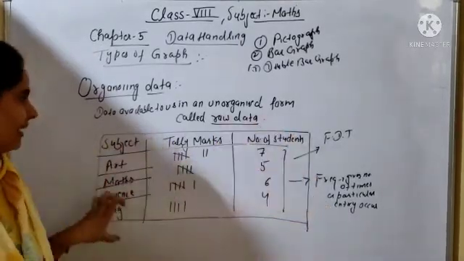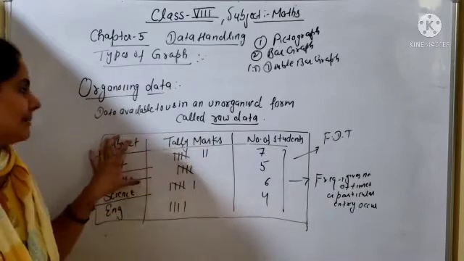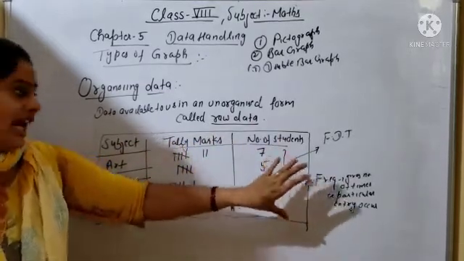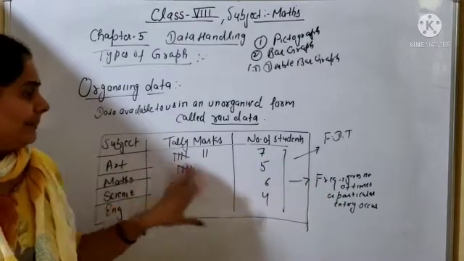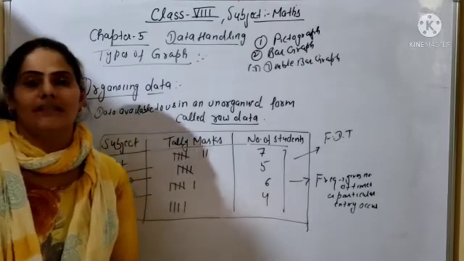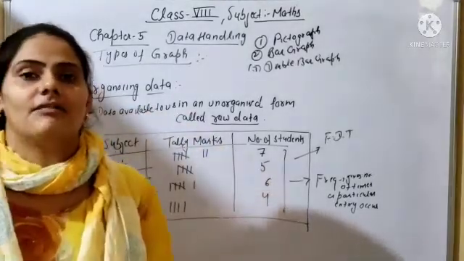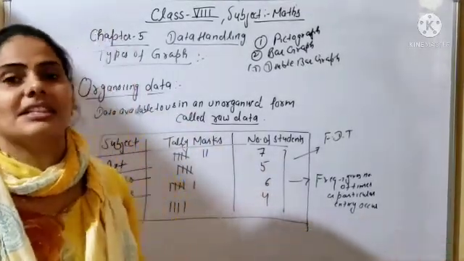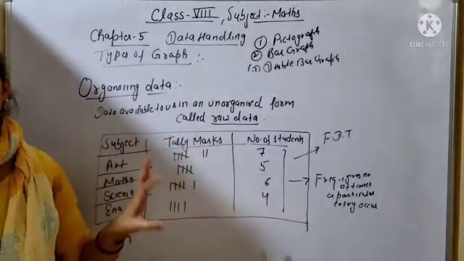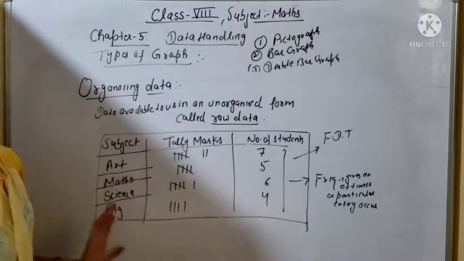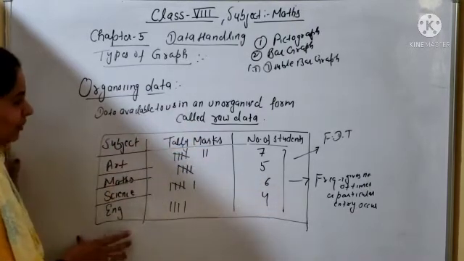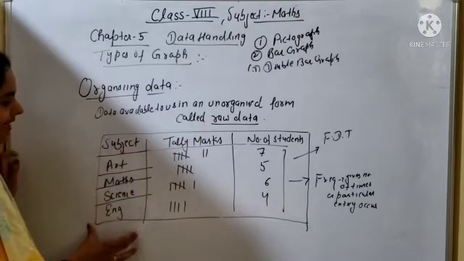And this complete table, when you are using a table like subject, tally marks and number of students or number of marks, whatever is given in your question, is called the frequency distribution table. For example, if a question in your book asks you to make the frequency distribution table, the subjects and number of students or marks will be given in the question. You will make a table and write in an organized manner.